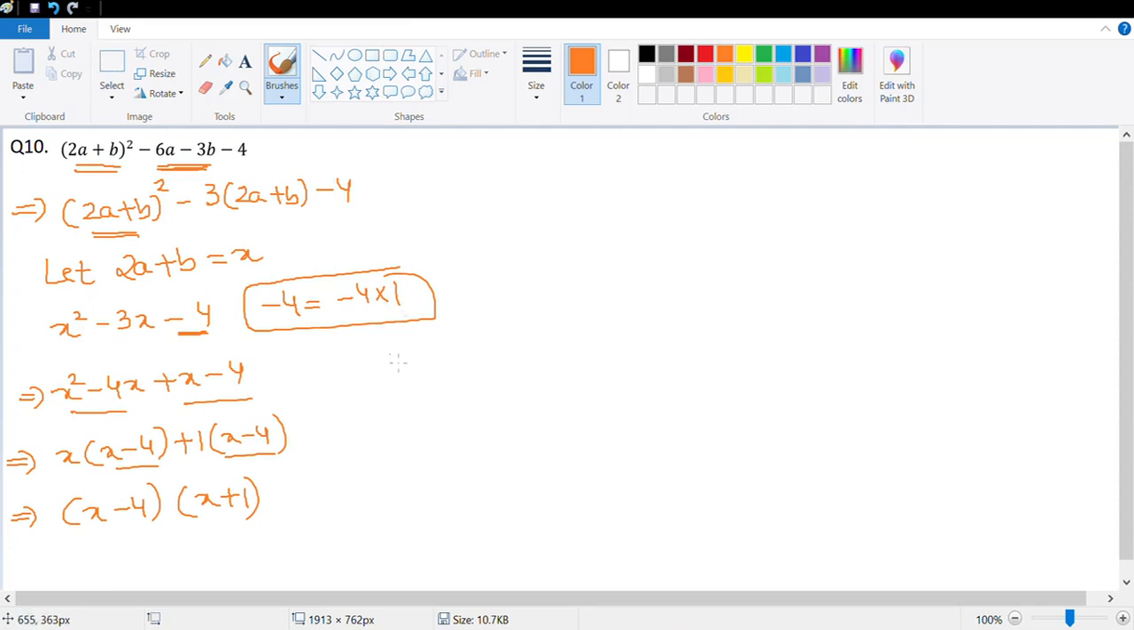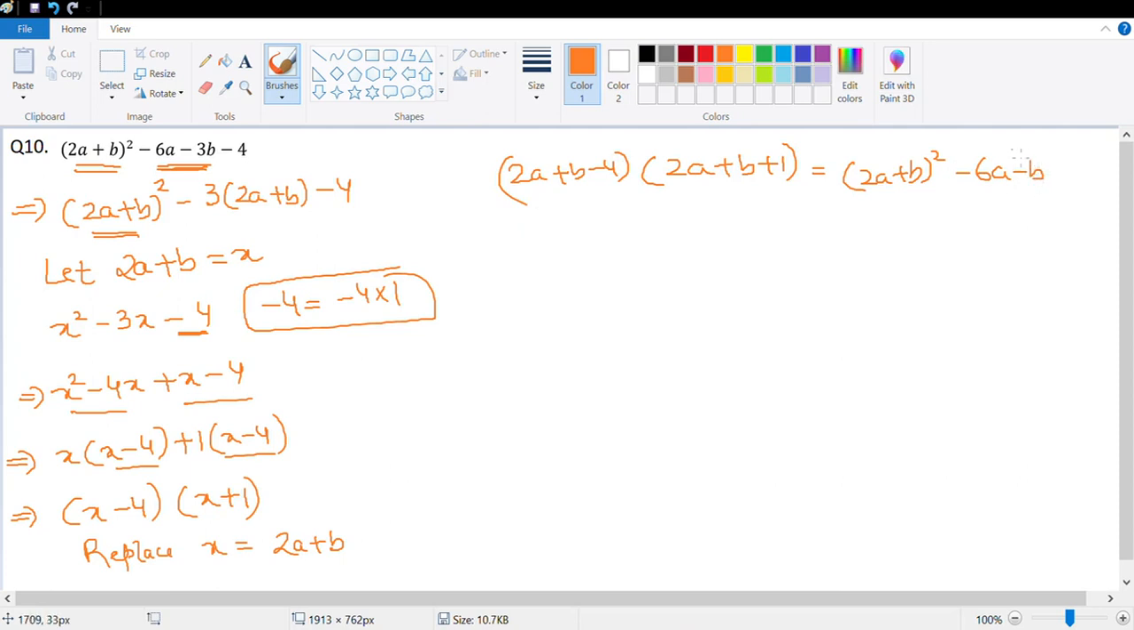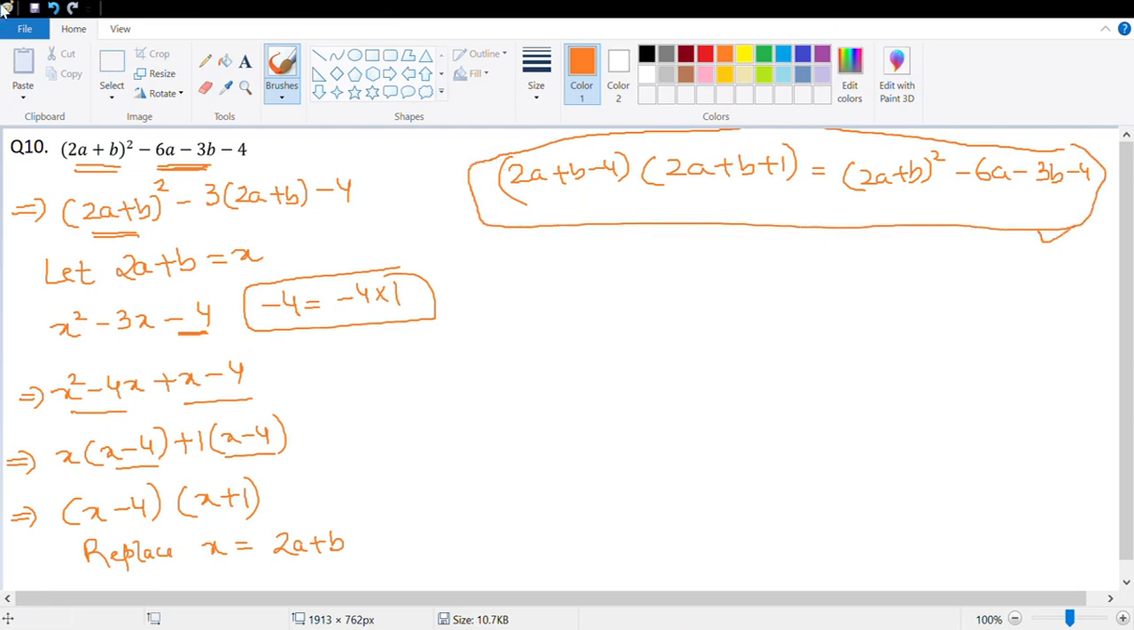No, that's not the final answer yet, because x is a variable which I have introduced on my own. So replace x is equal to 2a plus b. What we get is 2a plus b minus 4 multiplied with 2a plus b plus 1. And this is equal to 2a plus b whole square minus 6a minus 3b minus 4. So that's the final standard form of the answer that you should be writing.